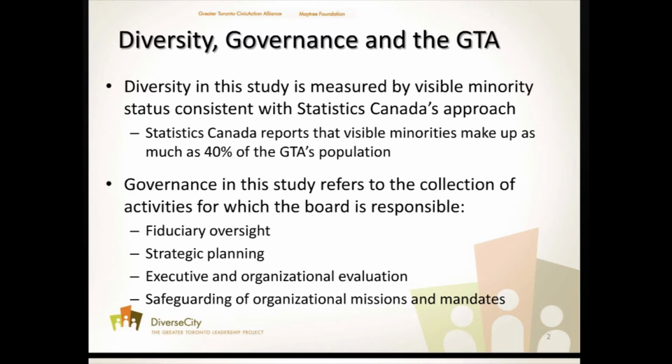Among these are fiduciary oversight, the legal responsibility to ensure the organization's operating as it should, future strategic planning and setting a strategic direction for the organization. Executive and organizational evaluation, making sure the senior executives are doing what they should be and living up to their contractual obligations. And finally, and perhaps most importantly in the nonprofit sector, safeguarding organizational mission and mandate, ensuring that we don't drift into things that we ought not be involved with or which don't nicely match the mandate of the organization.